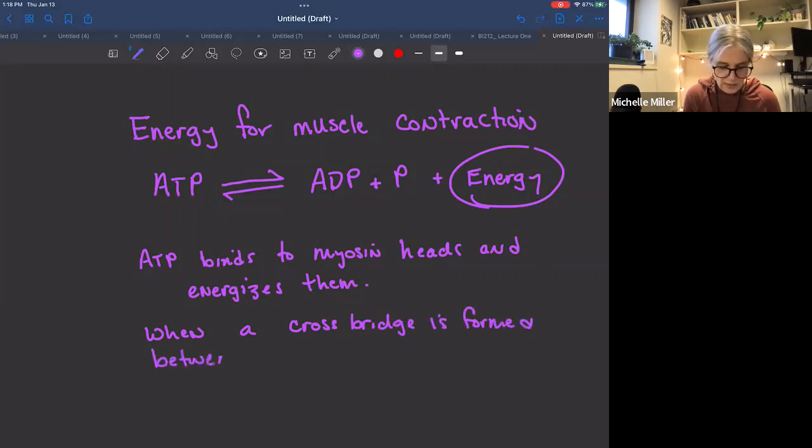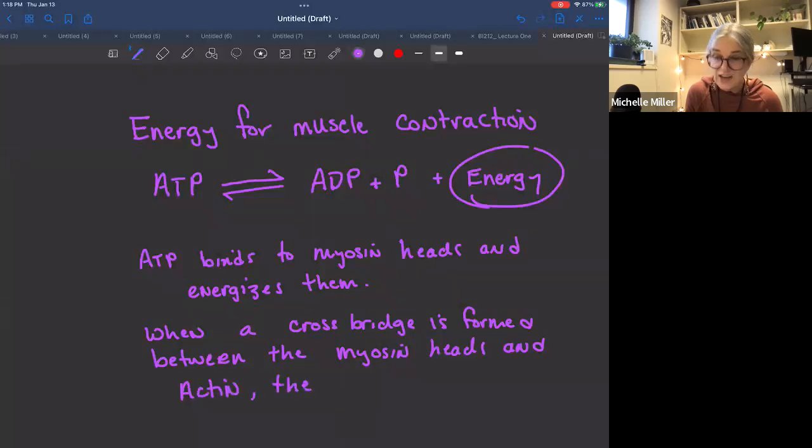between the myosin heads and actin, the energy is actually turned into mechanical energy. The heads pivot and cause the sarcomere to shorten.